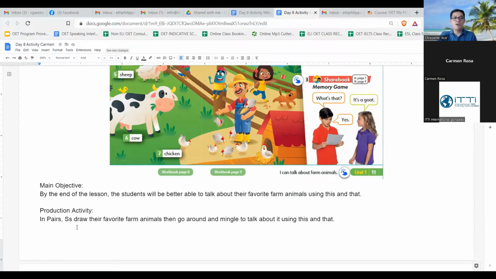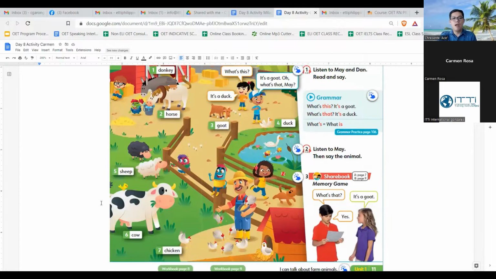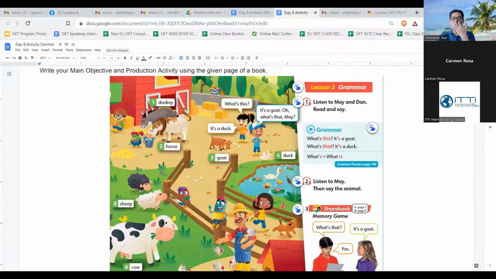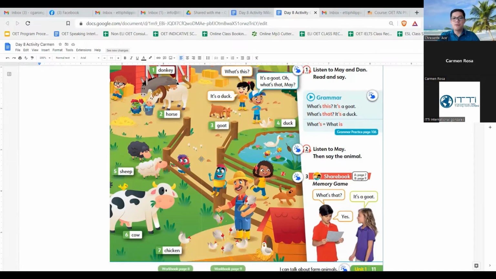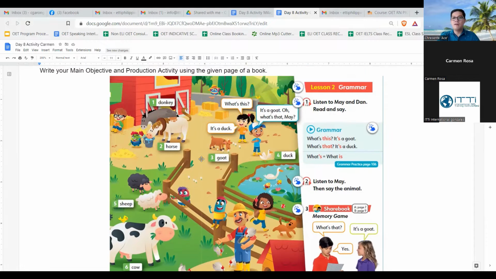Now, for the secondary objectives: identify different kinds of farm animals, and then practice the spelling and pronunciation of farm animal names like horse, donkey, goat, for example. And then identify the rules on how to use this and that. Practice reading words in contraction form. So those are all secondary objectives.